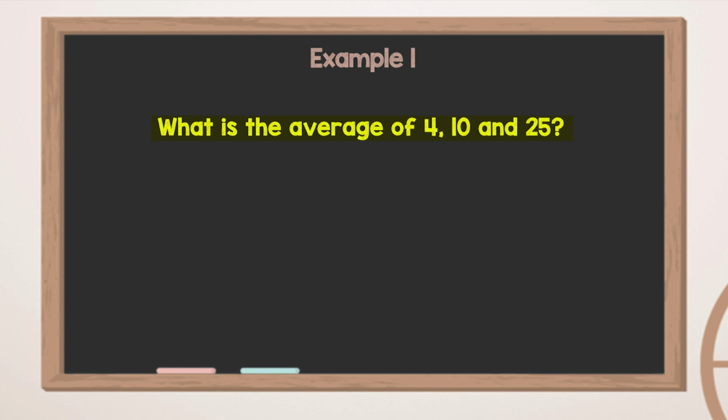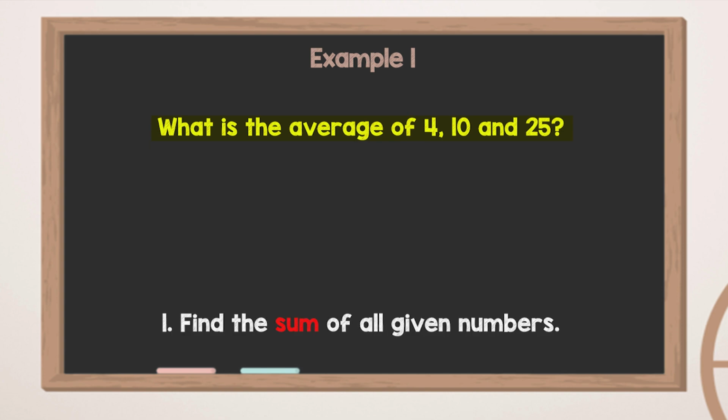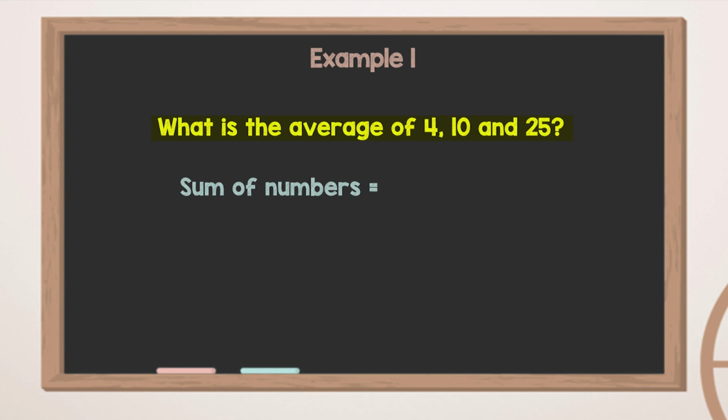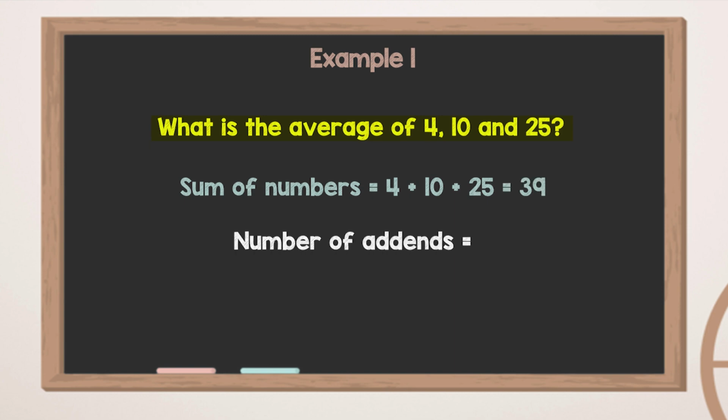What did our first step say? Find the sum of all given numbers. Second step, divide the total by the number of addends. So the sum of the numbers, 4 plus 10 plus 25 equals 39. Number of addends, or how many numbers did we add? Let's count them. 1, 2, 3. We added 3 numbers, so we have 3 addends.